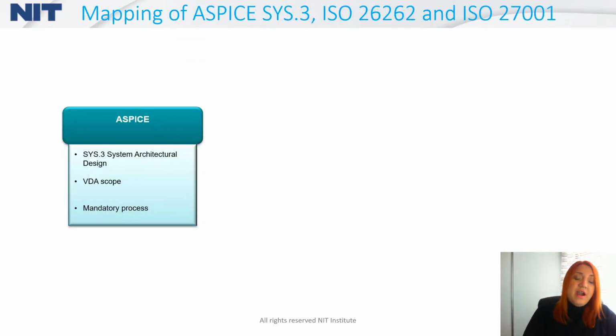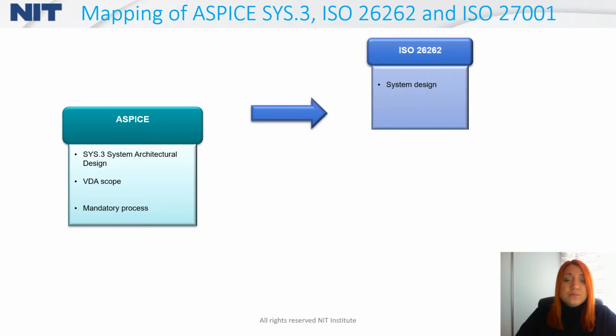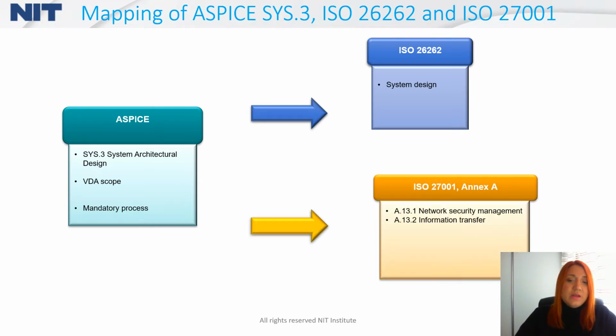From system requirements analysis, we can now develop the system architectural design. This is the next Automotive SPICE process. It is also a mandatory process and part of the VDA scope. Mapping to ISO 26262 is shown through the system design. Mapping to information security is shown through network security management and information transfer.